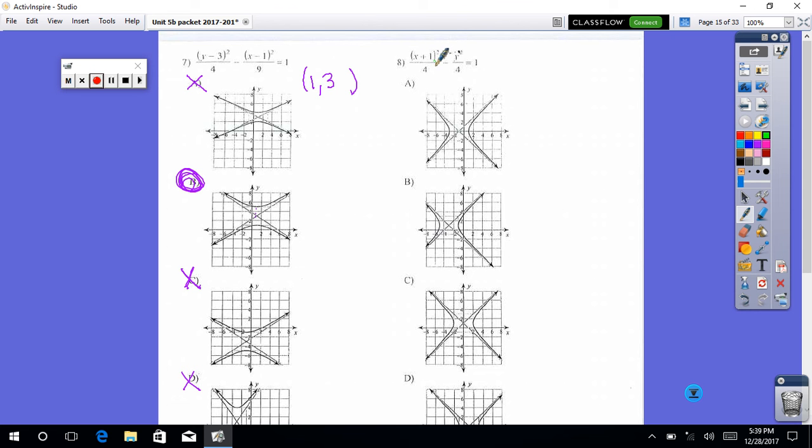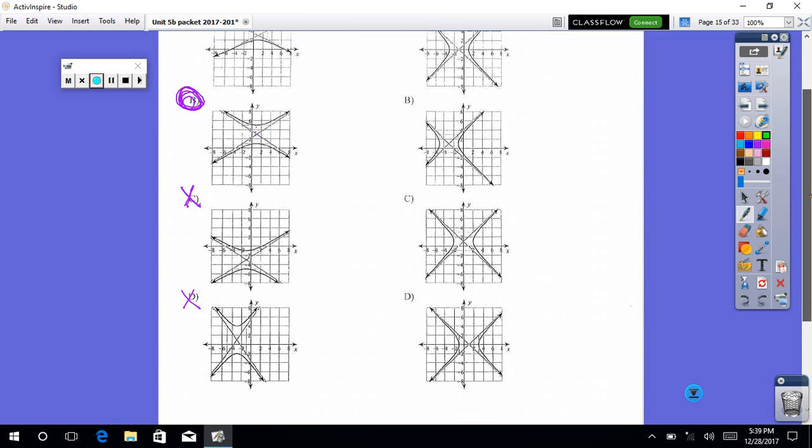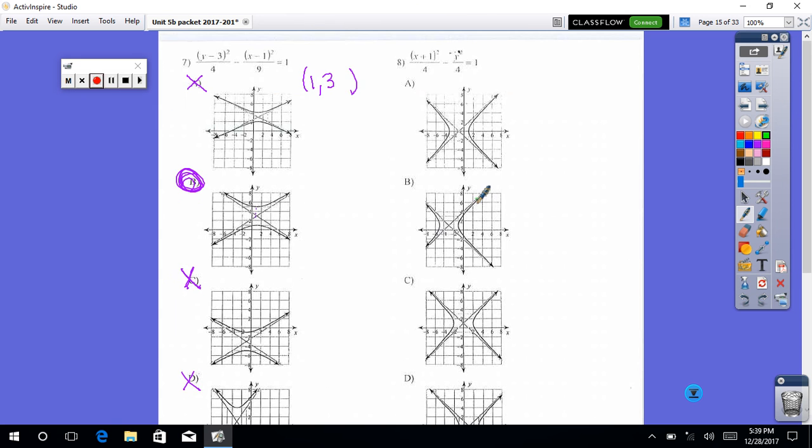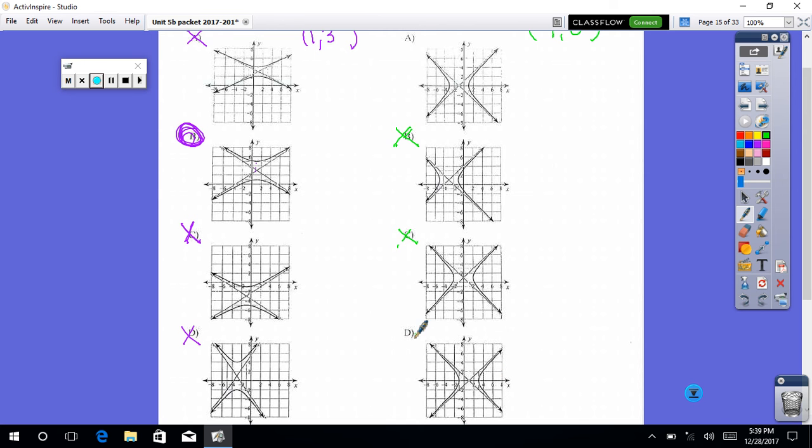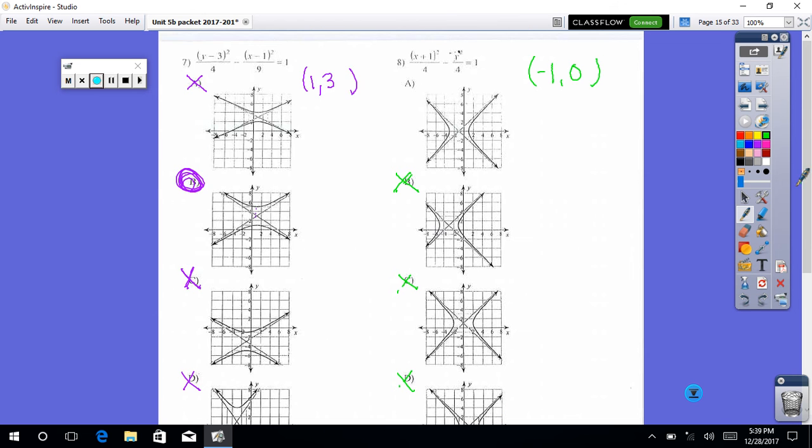Number 8, another x hyperbola. These are all x's, so we're good. I'm looking for the center of my box to be at negative 1, 0. So negative 1, 0, he's good. This one is not. This one is what, negative 3, 1, I believe. This one is at 0, 1, which is not what I'm looking for. And this one is at 1, 0, which is also not what I'm looking for.